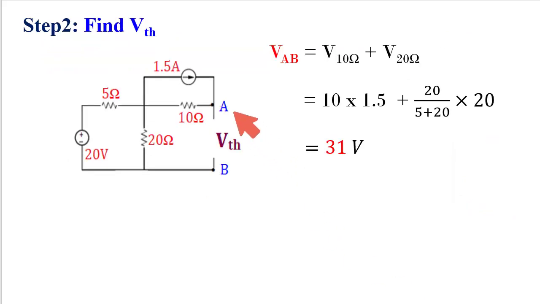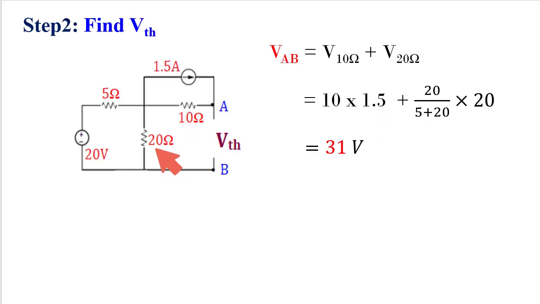Here the potential across points A and B will be the potential drop at the 10 ohm resistance and the potential drop at the 20 ohm resistance. Now through this 10 ohm resistance, 1.5 ampere current is flowing. So the potential drop across this 10 ohm resistance will be 10 ohm multiplied by current 1.5. So 10 multiplied by 1.5 is the potential drop at the 10 ohm resistance.